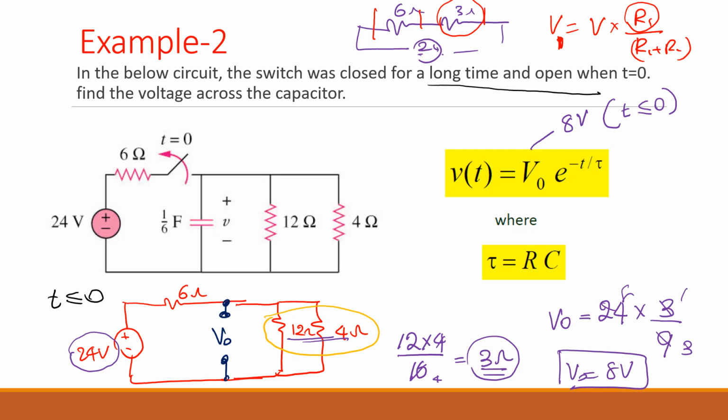Okay, can I give you a few minutes to do the tau now? Okay, so now let's find the tau. To find the tau, we need to know the resistance, and capacitance is already known. Am I right? Capacitance is 1 over.